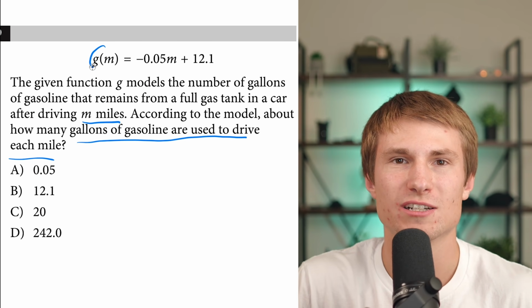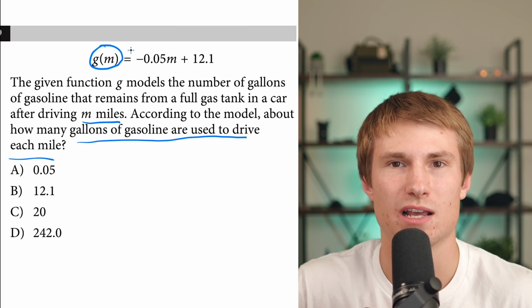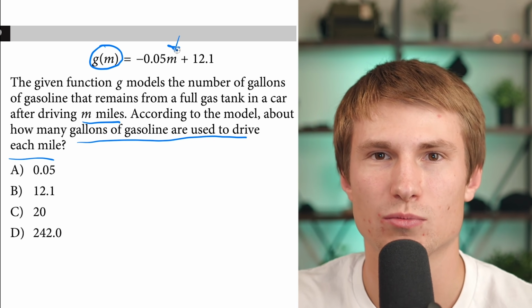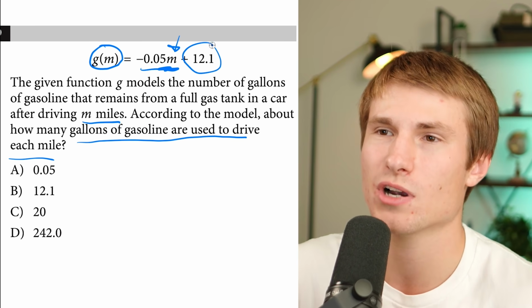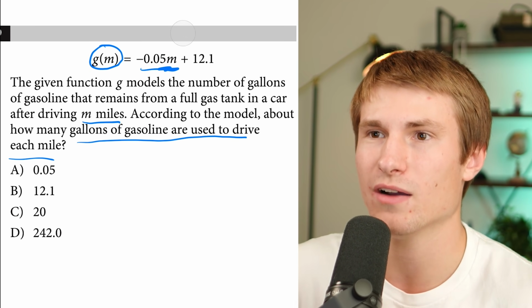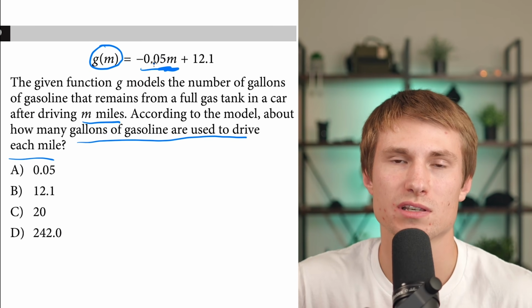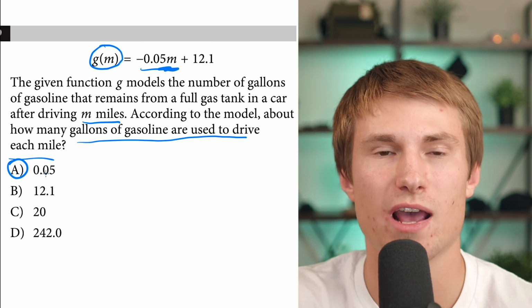Well, we know that g of m is how much gas remains in the tank. Presumably, before we have driven any miles, m would be 0, and we would start with 12.1 gallons of gas, which means that for every mile m that we drive, we are losing 0.05 gallons of gas. So our answer would have to be answer choice A.